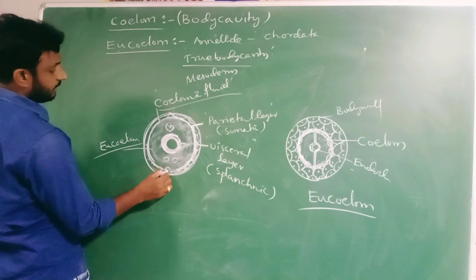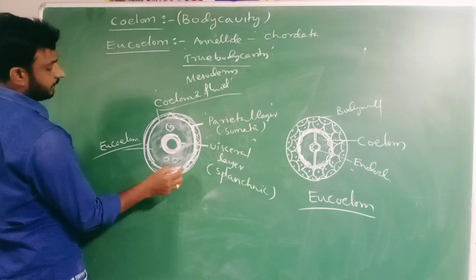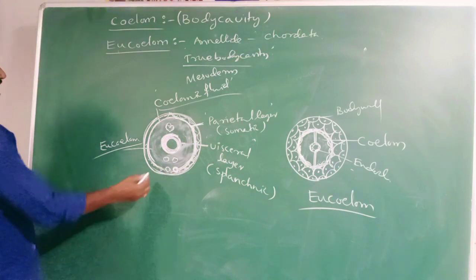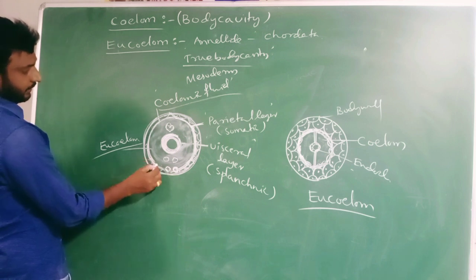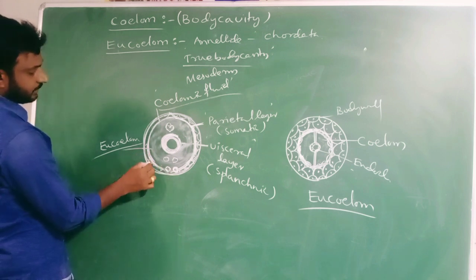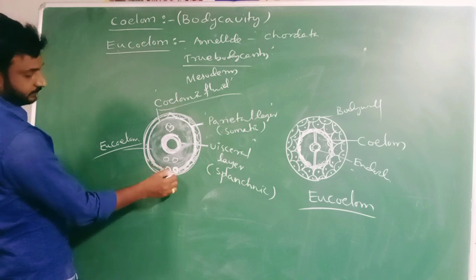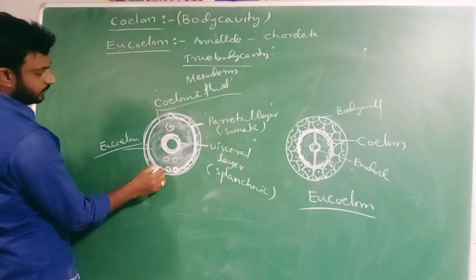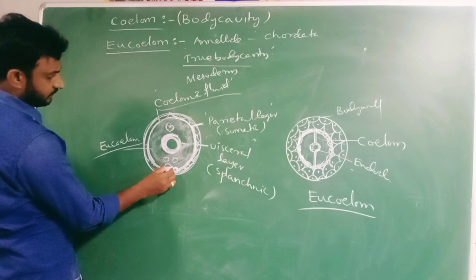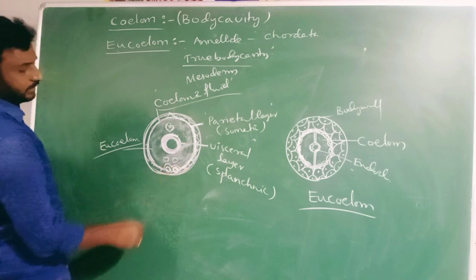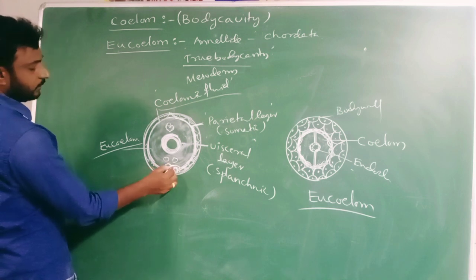Some organs, like the kidneys, are attached to the body wall, the dorsal body wall. This is the outer parietal layer that covers the inner lining of the body wall. To the inner lining of the body wall only, the kidneys are attached. So the outer parietal layer covers only one surface of the kidneys, not both sides.